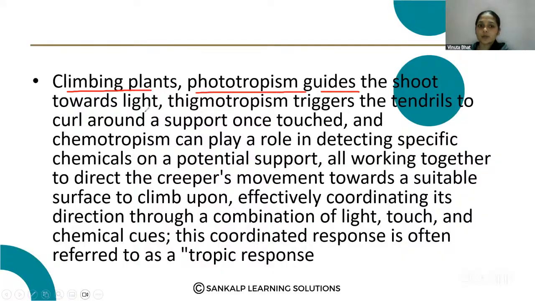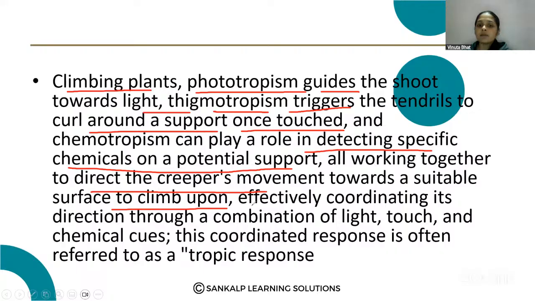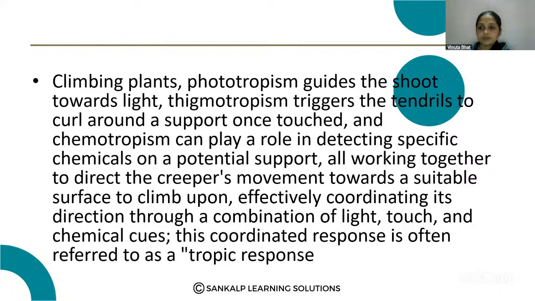Phototropism guides the shoot towards the light. Thigmotropism triggers the tendrils to curl around the support once touched. And chemotropism can play a role in detecting specific chemicals on a potential support, all working together to direct the creeper's movement towards a suitable surface to climb upon, effectively coordinating its direction through the combination of light, touch, and chemical cues. So this is how all these tropisms help the plant to climb.